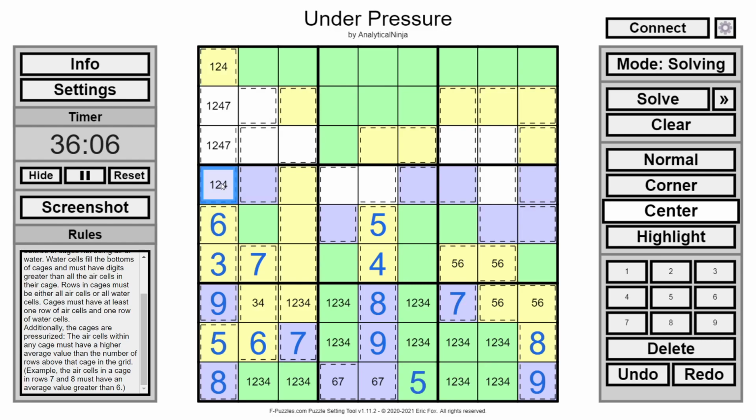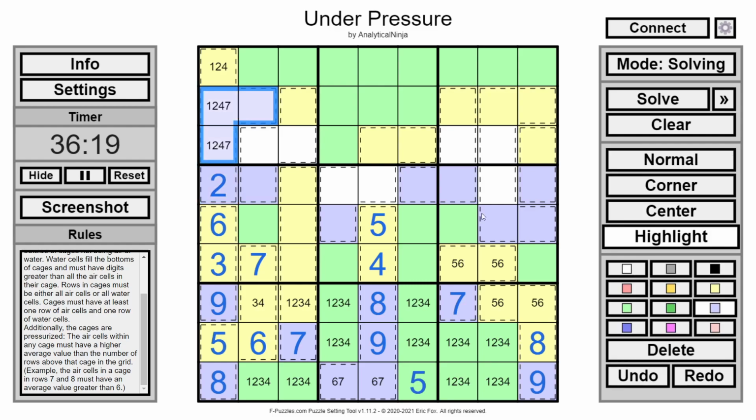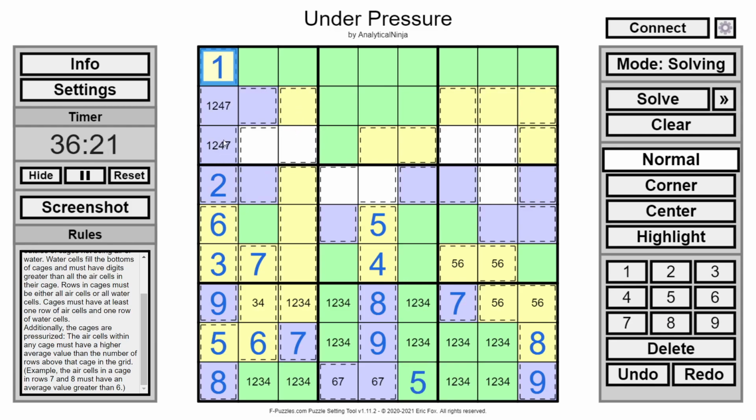This can never be a 1, because 1 is never greater than any other digit, so it can't be a water cell at all. It also can't be a 2. Wait, no, it could be a 2. This could be a 2 if all of this was water, and this was a 1, then this could be a 2. Okay, so I think this could be a 2.